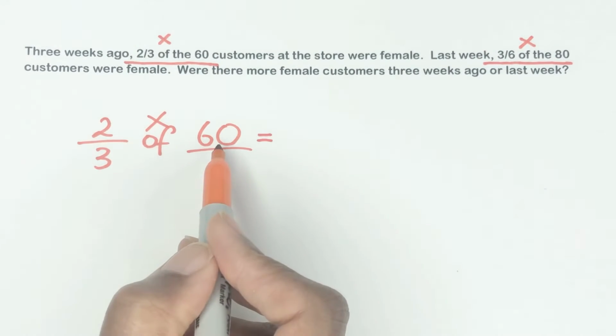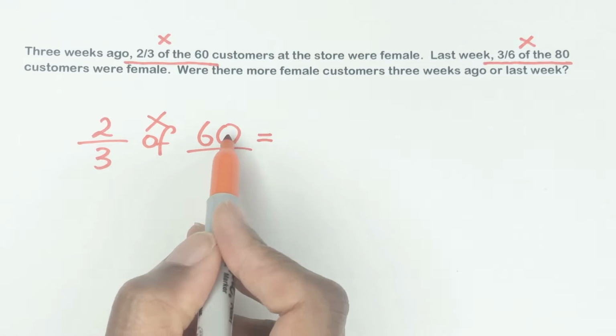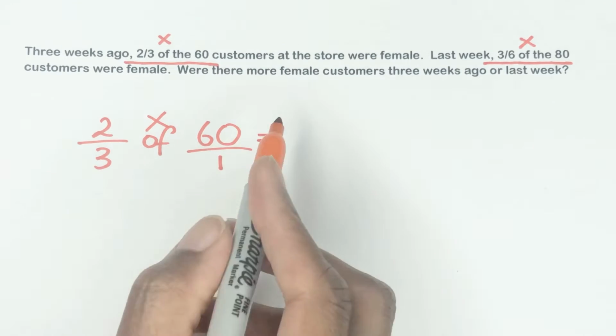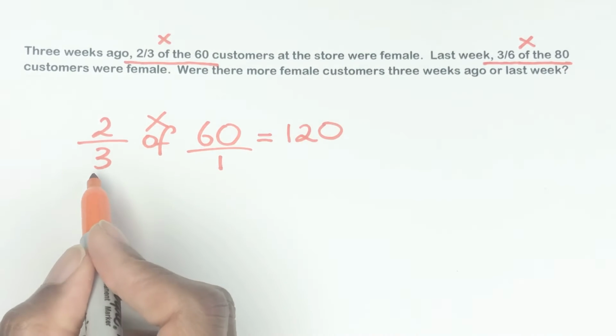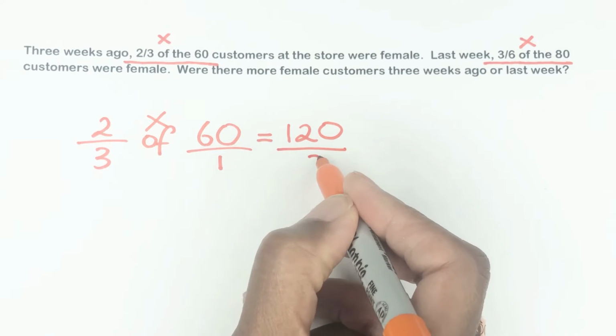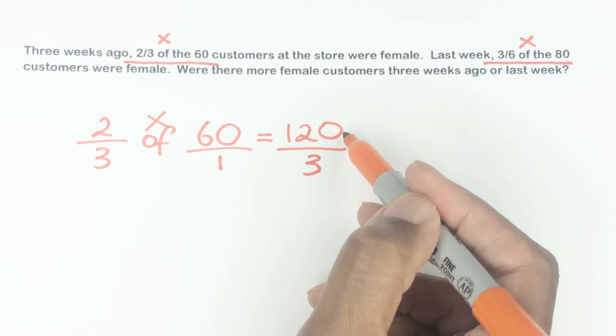So 2 times 60, or if 2 times 6 is 12, then you tag the 0 on the end, so that would make it 120. 3 times 1 is 3. So now we have 120 over 3.